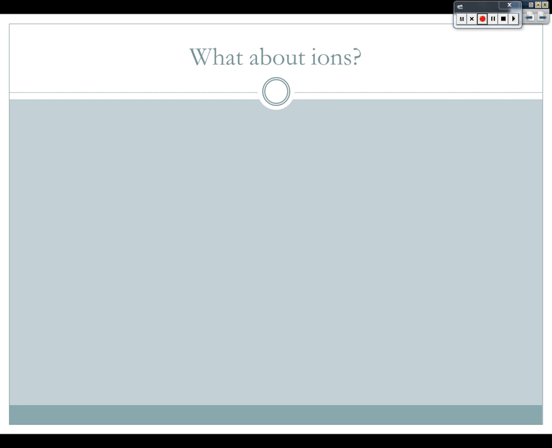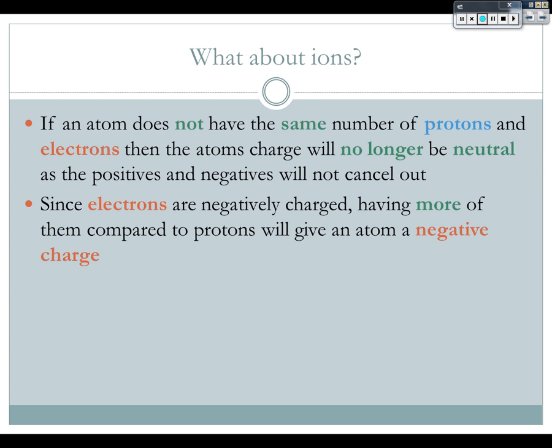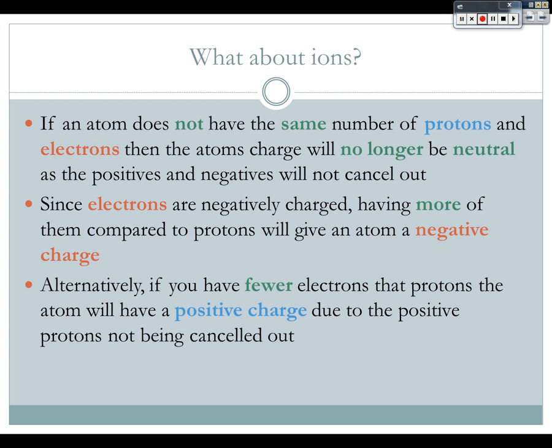So what about ions? That's the last thing that we're going to talk about today. Now, if an atom does not have the same number of protons and electrons, the atom's charge is no longer going to be neutral, because the positives and negatives are not canceling out. Since electrons are negatively charged, having more of them compared to the protons will give you an atom with a negative charge. Alternatively, if you have fewer electrons than protons, the atom will have a positive charge due to the positive protons not being canceled out. Now, these have very specific names.